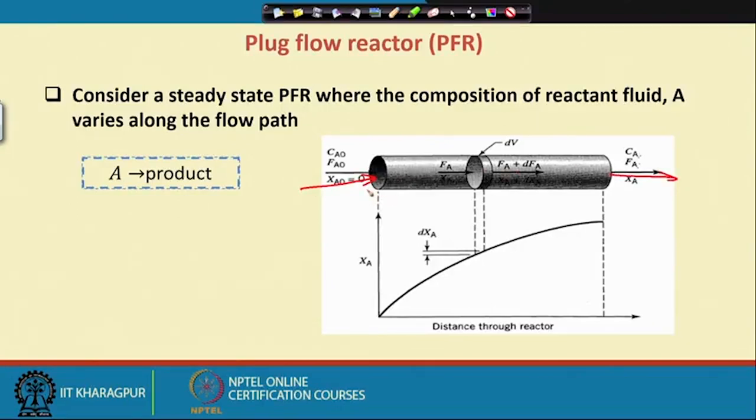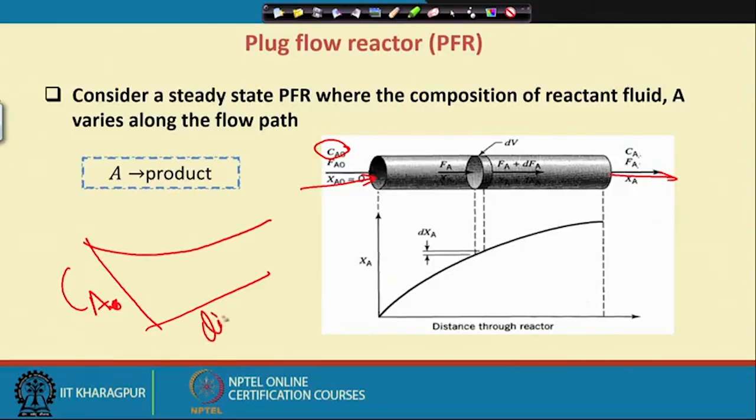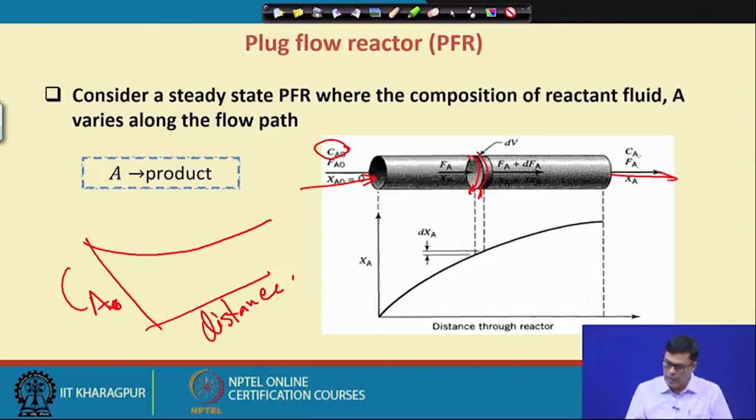When it passes like this, the concentration of C A keeps on changing. If you make a profile, the C A concentration keeps on changing with respect to distance. So, for the analysis of the plug flow reactor, we have to assume a differential segment in the reactor, a small segment, and do the material analysis across the segment. Let us assume F A, the moles of A entering here, and what goes out is F A plus dF A. The volume of this segment is dV.